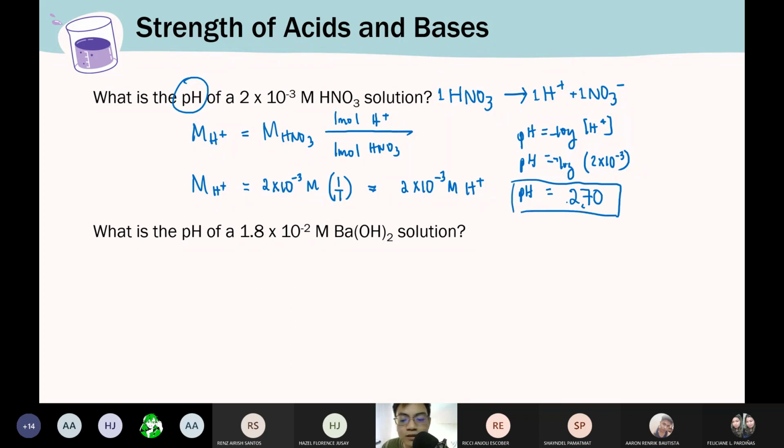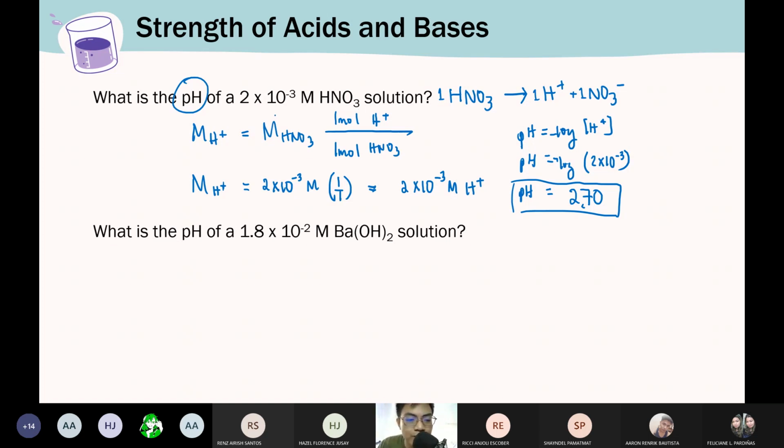So ganun lang na. Ganun na ka-simple. But again, hindi porket may concentration ka dyan, ipa-plug in mo na agad. So that's wrong. You have to show first the dissociation. So even though hindi sinabi na gawin mo, gagawin mo siya. Okay? Because there are some problems like the next one na hindi 1-to-1 yung ratio nila. Okay? Let us answer the next one.